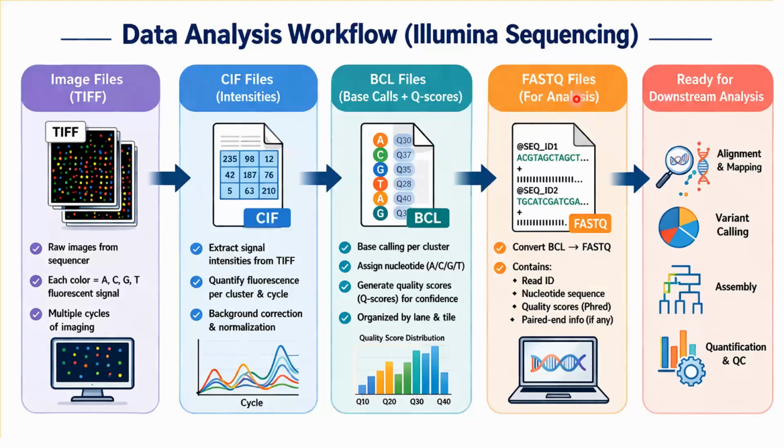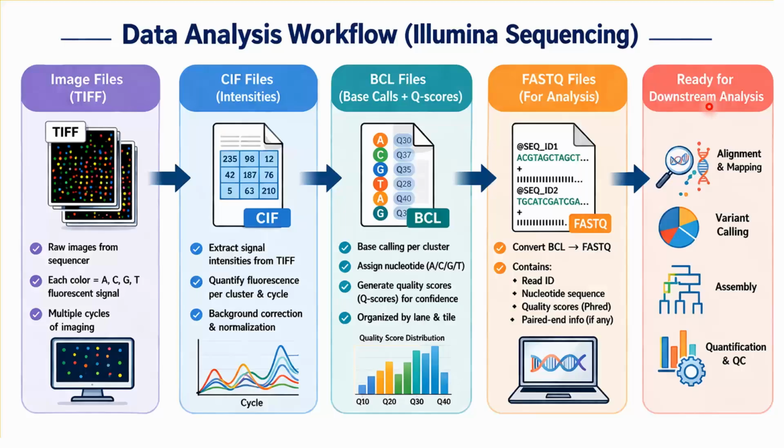These FASTQ files are then used for all downstream bioinformatics analysis such as genome assembly, alignment, taxonomic profiling, or variant detection. In summary, TIFF images are converted into CIF intensity data, then into BCL files containing base calls and quality scores, and finally into FASTQ files containing sequence reads. So the final output is millions of short DNA sequences called reads stored in FASTQ format.